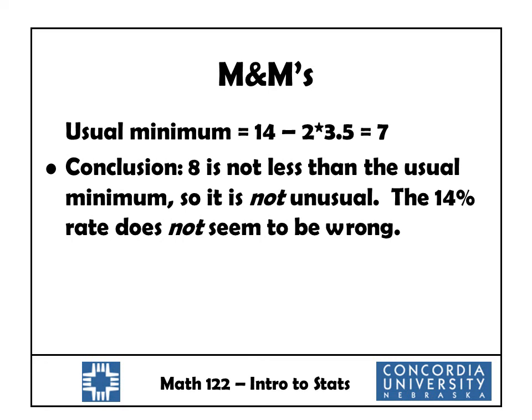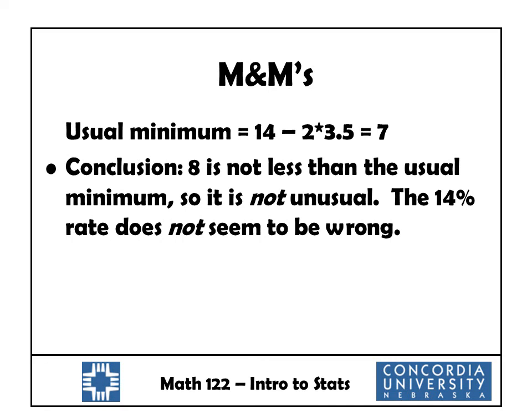So what that means is that our assumption of 14% yellow candies does not seem to be wrong. We do not have enough evidence to conclude that that rate of 14% is wrong. We did get less than we would expect, but we did not get an unusually small number of successes.